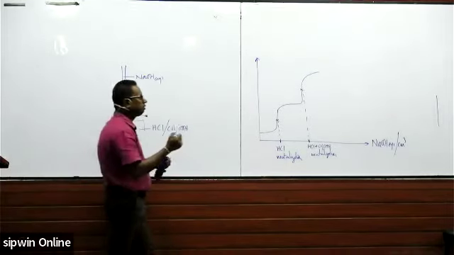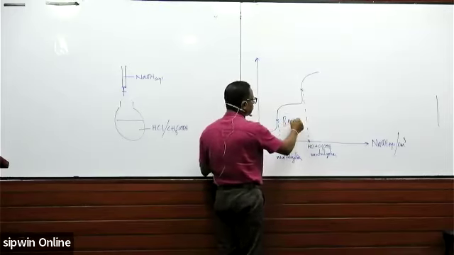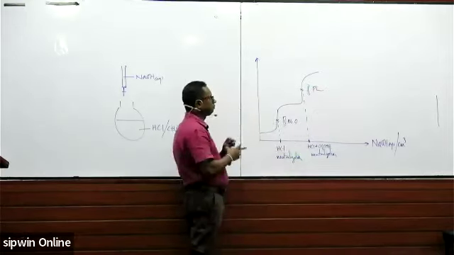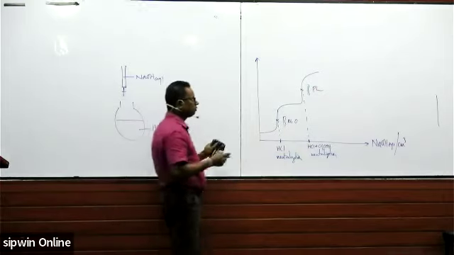Here mark the methyl orange, phenolphthalein both. Methyl orange, phenolphthalein. Methyl orange and phenolphthalein.